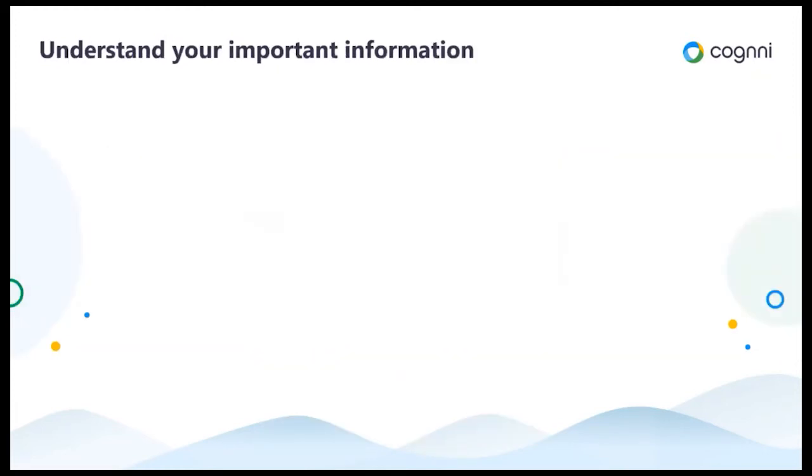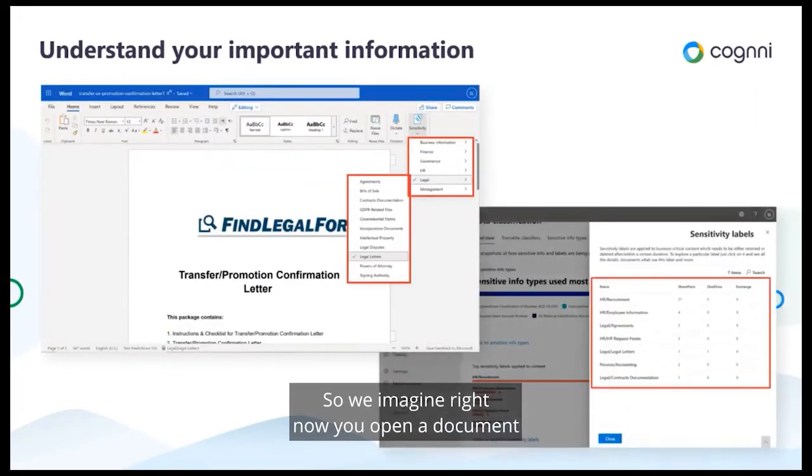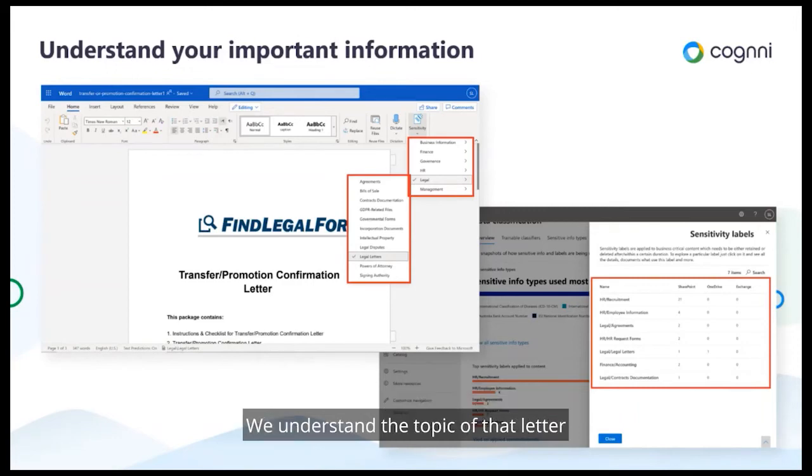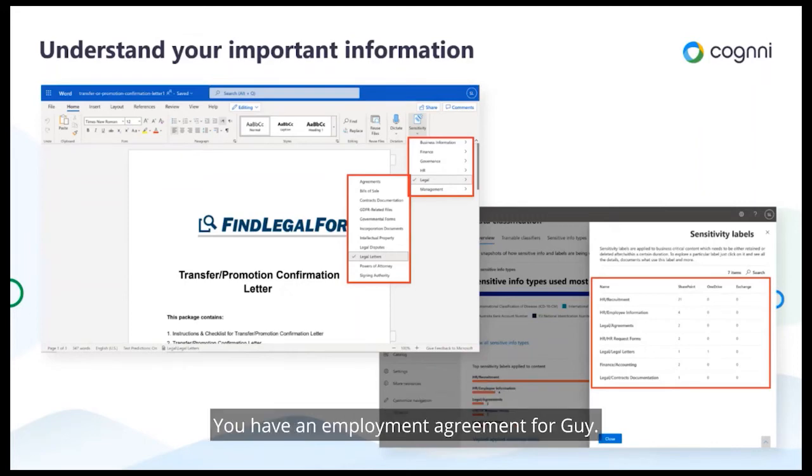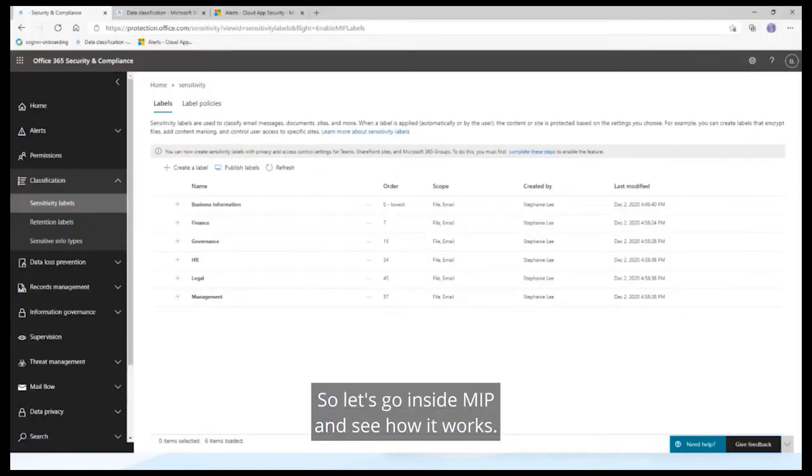So imagine right now you open a document and you already have inside a label that says that this is legal information, and we understood that it's actually a legal letter, right? We understand the topic of that letter because you have a P&L of a specific company. You have an employment agreement for Guy. And at the same time, we're adding those sensitivity levels right into MIP without anybody needing to do anything. So let's go inside MIP and see how it works.